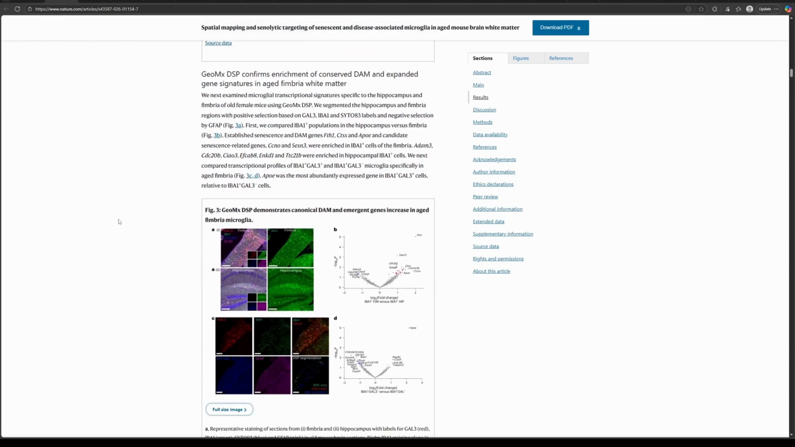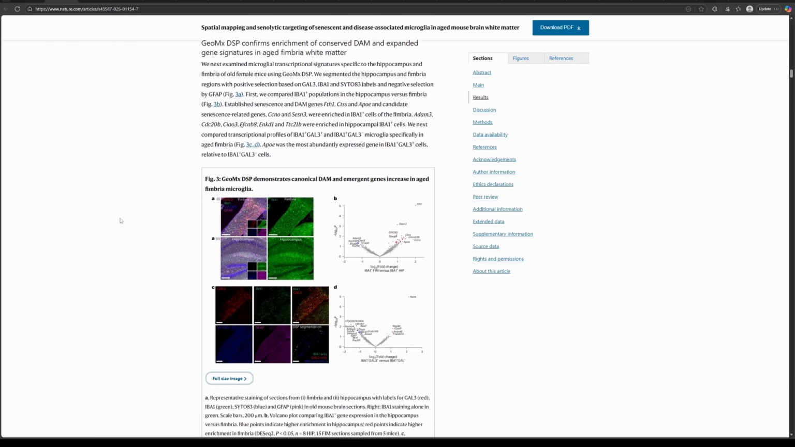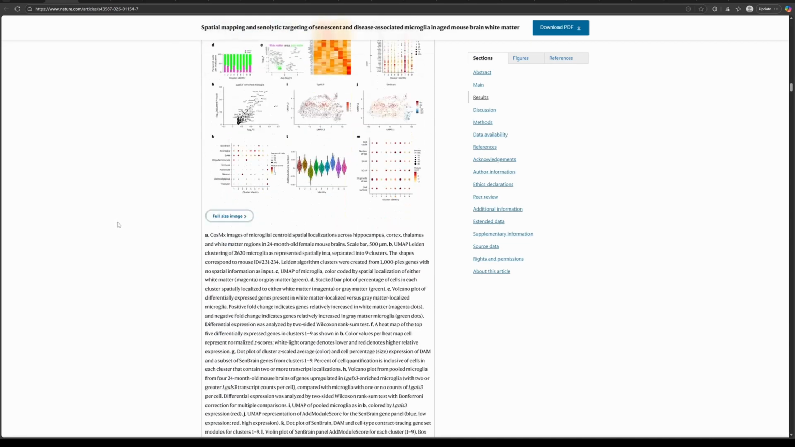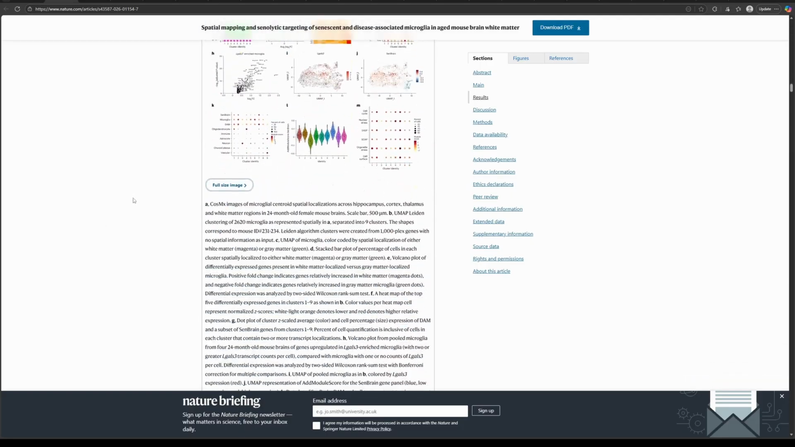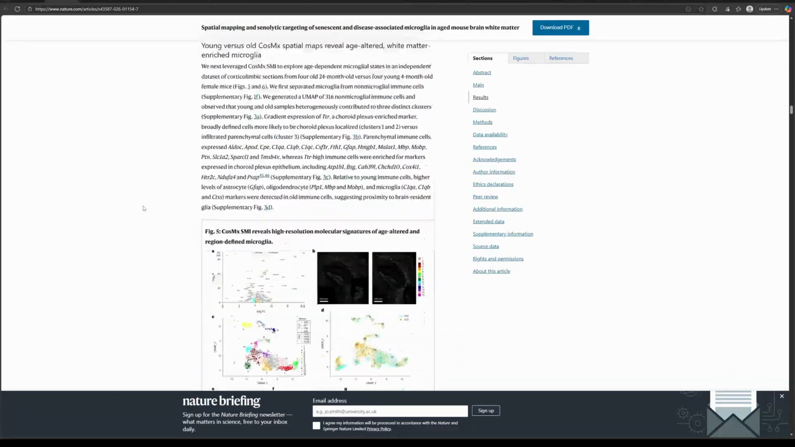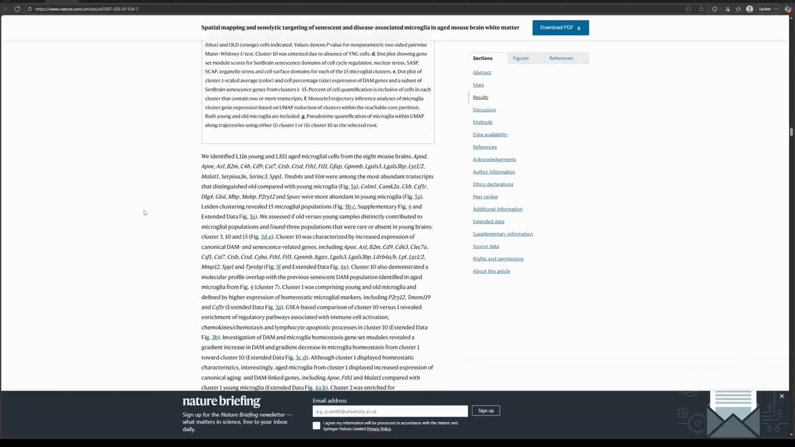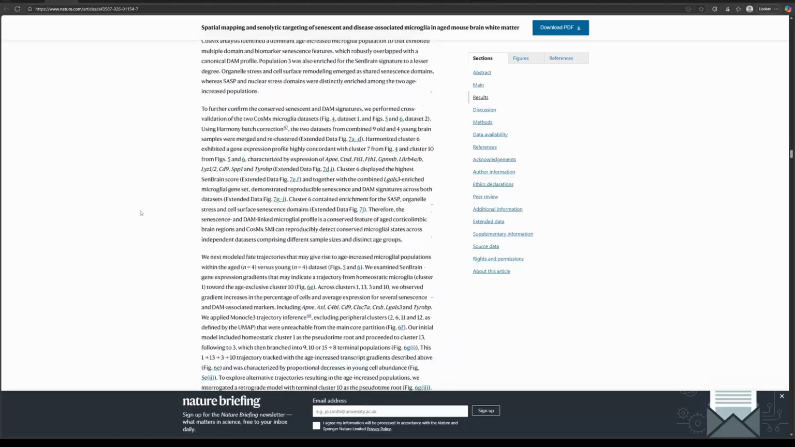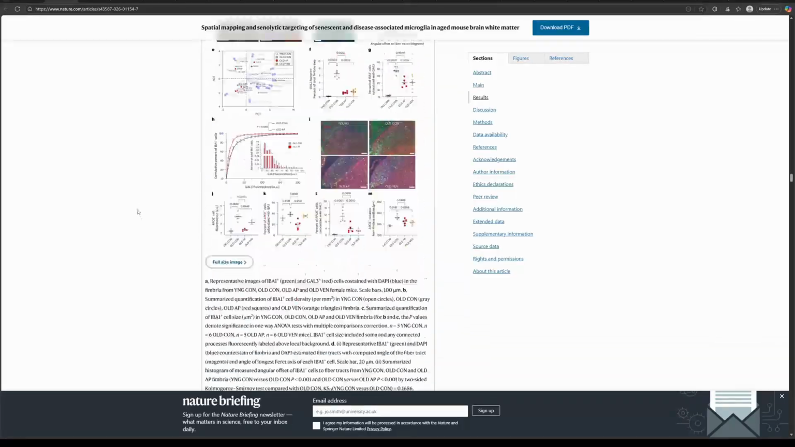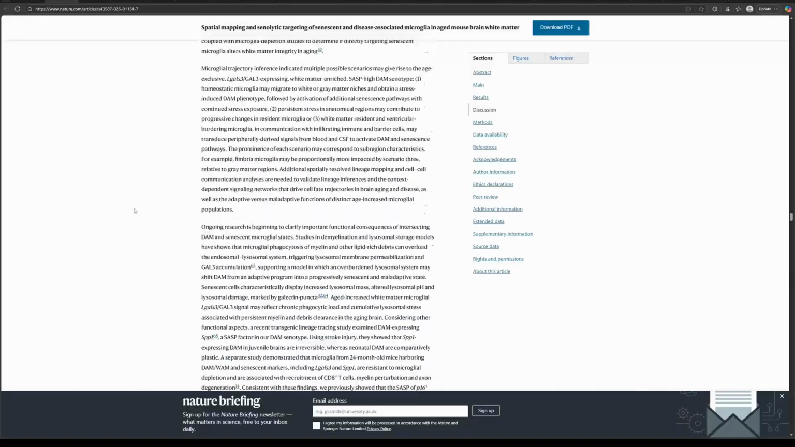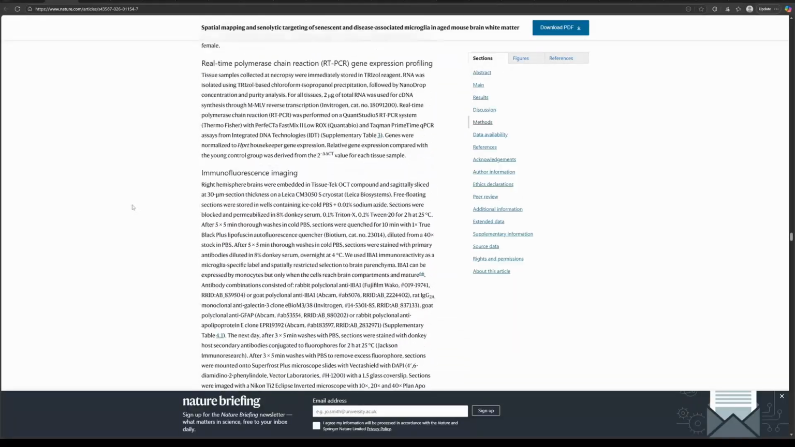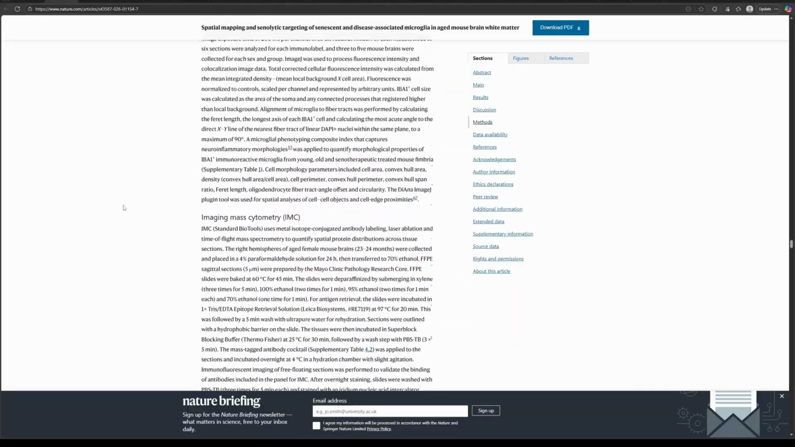Interesting. How much more do we have here? Just highlight that real quick. Oh my god, I might have to split this up. Wow, why is there so much? No, we might just skip the results, I'm gonna be honest.